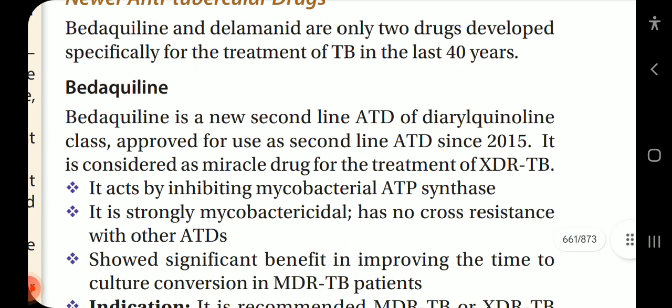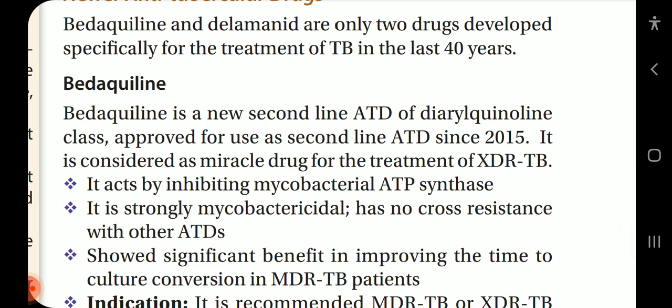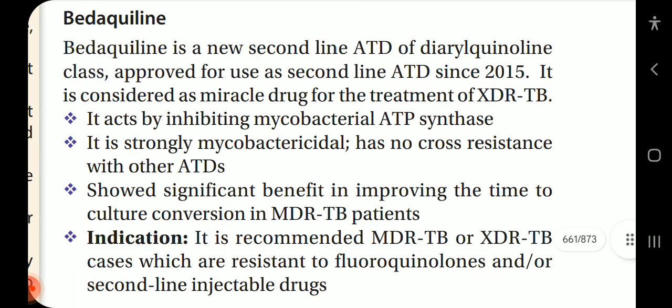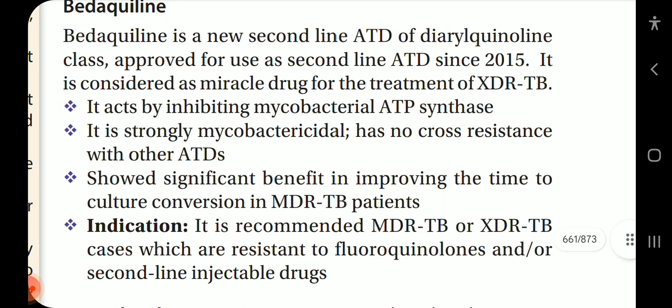Now, the new anti-tubercular drugs, bedaquiline and delamanid, are the only 2 drugs developed specifically for the treatment of TB in the last 40 years. Bedaquiline is the new second-line ATD of the diarylquinoline class, approved for use as a second-line ATD since 2015. It is considered a miracle drug for the treatment of XDR-TB.